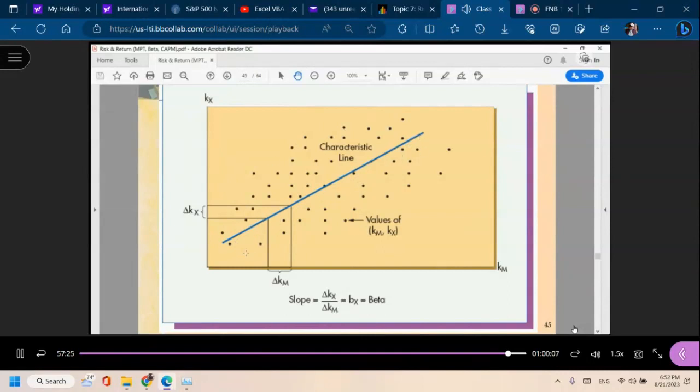So then, the question is, this line isn't given. Think about it. Nobody gives it to you. When you have data and you plot it, this is basically called a scatter plot. Why? Because you plot this data.